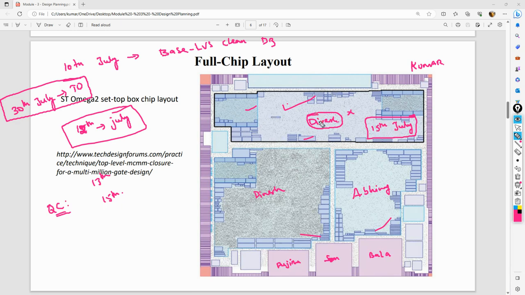So once your block is closed internally, you might have closed at block level. Now the interface, for example, all the edges. Is there any route coming closer? Is that causing any DRCs? Is there any power hookup that is causing you trouble and all of that? So ideally I have to verify everything.